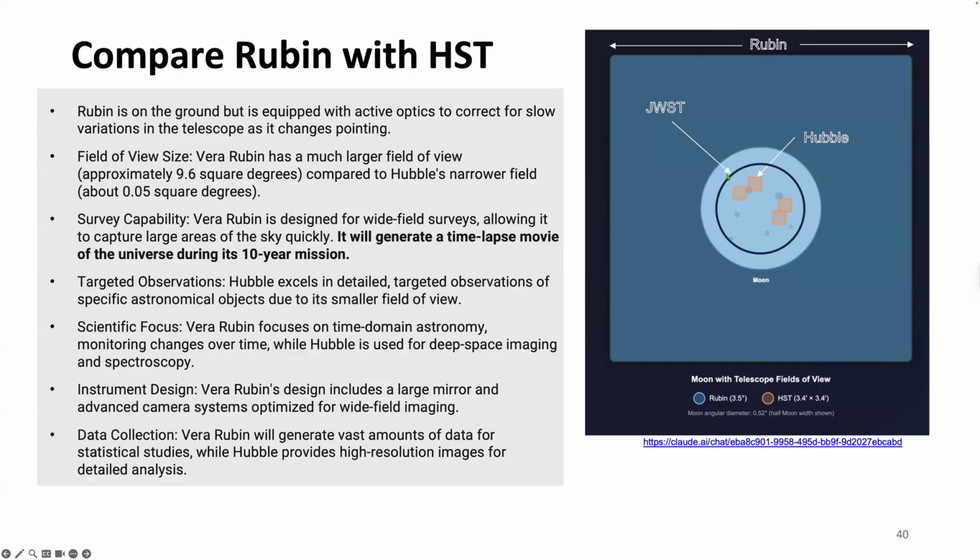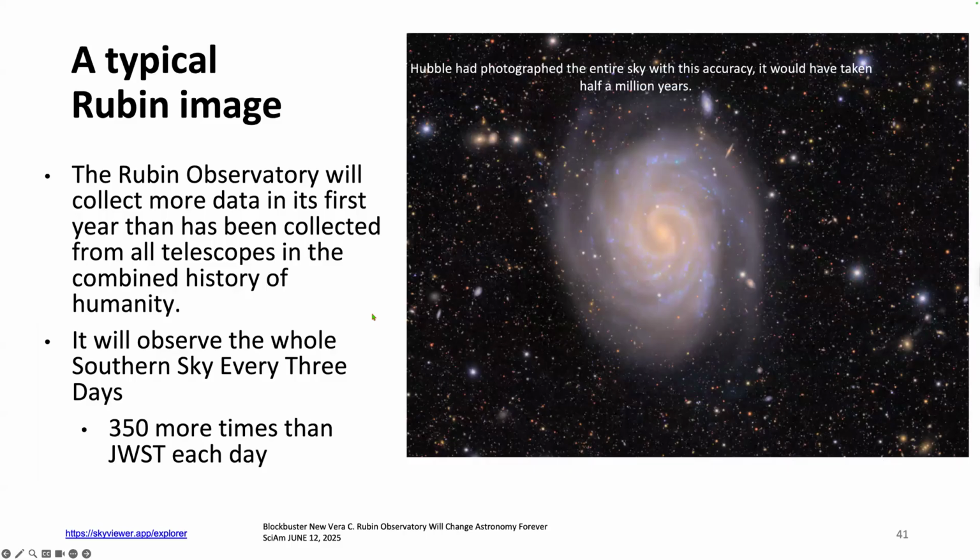The James Webb telescope has a field of view of that circle. The Hubble has a field of view of any one of these little squares. And so there's this stupendous amount of data that is going to come out of the Rubin telescope. It's a ground-based telescope, so it does have to deal with the adverse influence of the atmosphere, but it's going to take pictures essentially every 3 days of the entire southern sky.